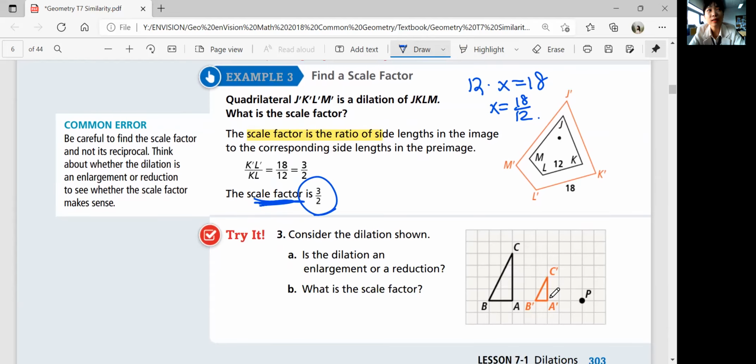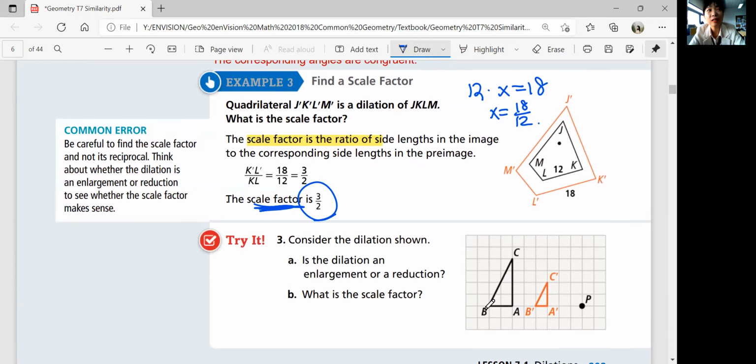Let's look at try number 3. Consider the dilation shown. Is it an enlargement or a reduction? Where are we starting from? What is our image? What is the scale factor? Okay, so look at the triangles A, B, C, and A prime, B prime, C prime. As I mentioned before, A, B, C is going to be the before. A prime, B prime, C prime is the after, okay? From here to here, is it an enlargement or a reduction? Did the triangle get bigger or smaller? Got smaller, right? So it's a reduction.